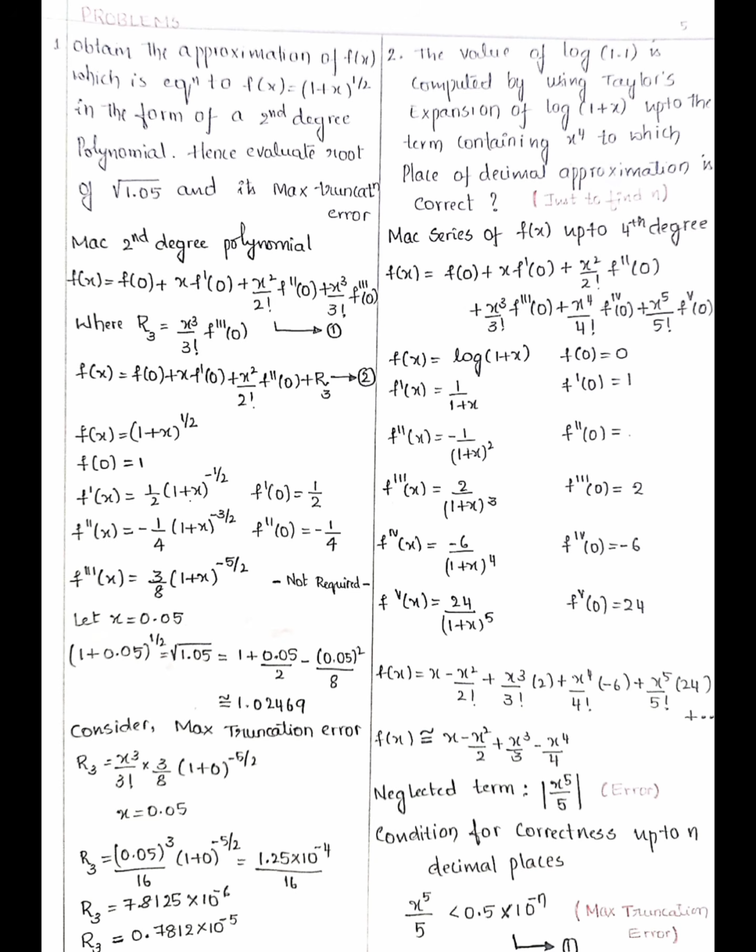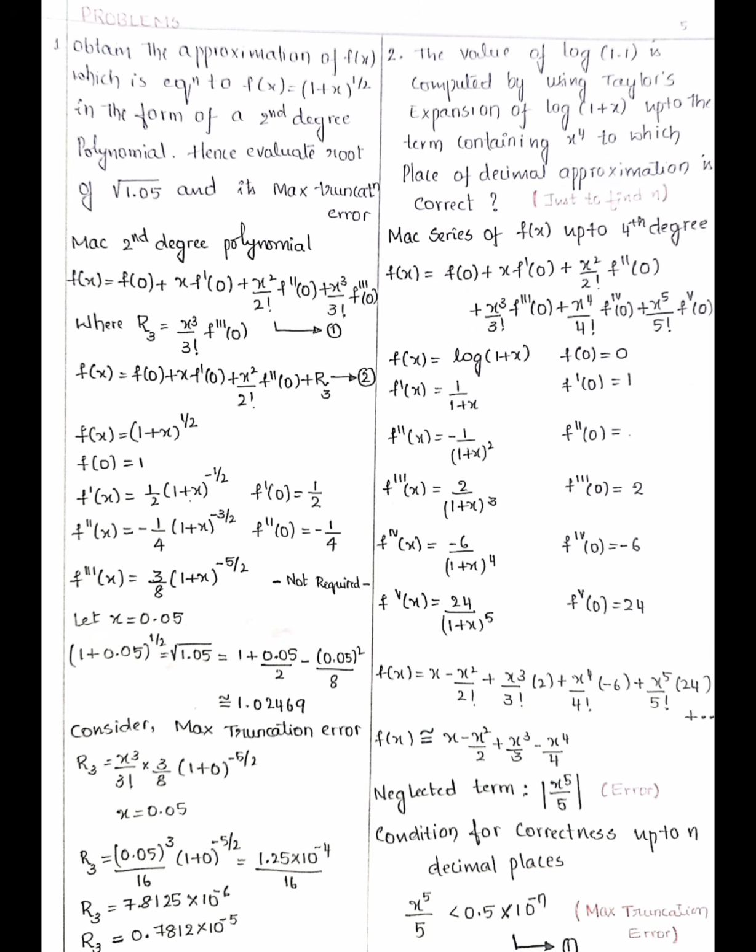Now, we are supposed to obtain the approximation for the function f of x is equal to (1 plus x) to the power 1 by 2. 1 by 2 means root of 1 plus x also. Up to 2nd degree we are focusing. After that, whatever comes will be the error for me. Meaning I'm just ignoring it, even though the value is there for that.